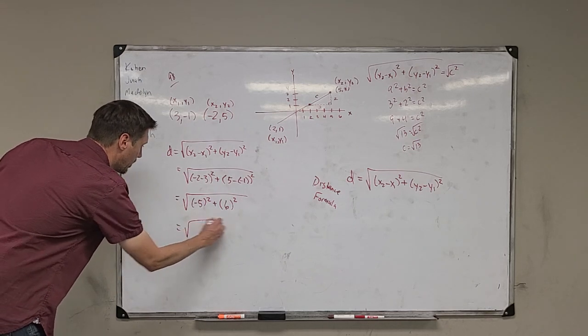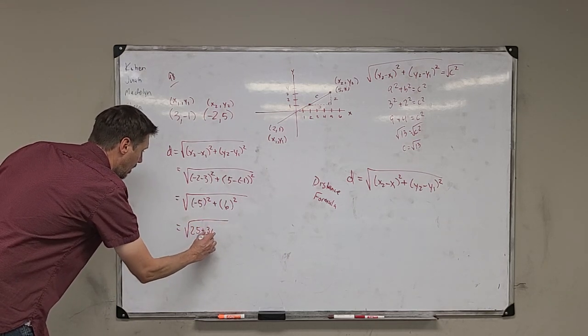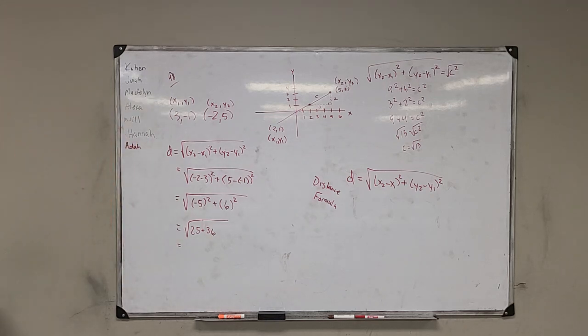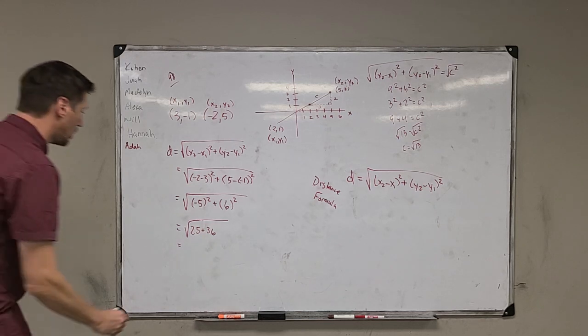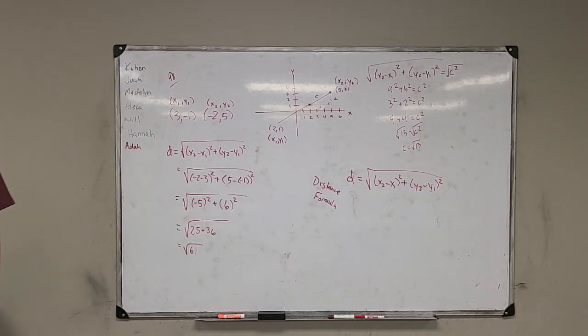And so now I've got the square root of 25 plus 36. That is 61. So the square root of 61. 61 is a prime number. You're not going to be able to factor that any further, so that would be our answer for the distance, just the square root of 61.